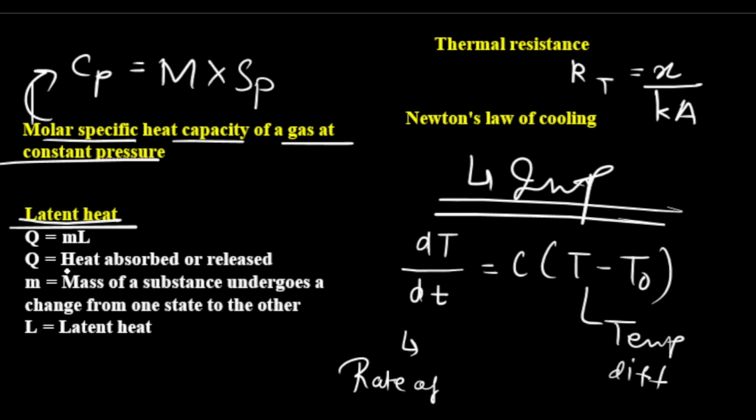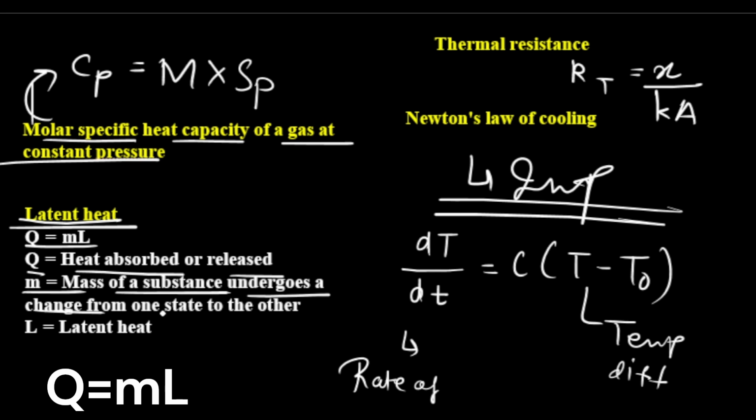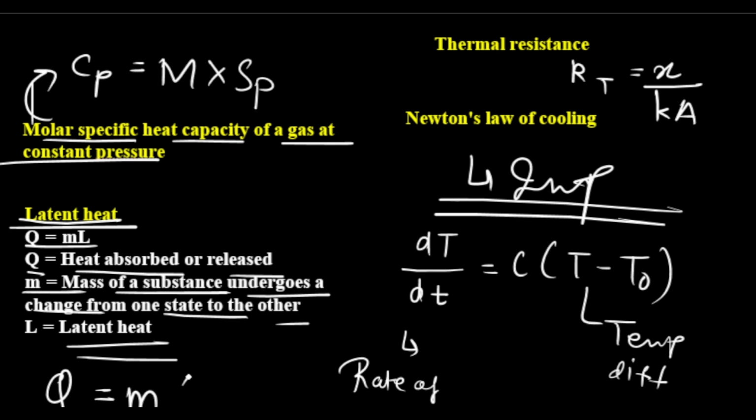Now latent heat: Q is equal to M into L. Q is the heat absorbed or released, M is the mass of the substance undergoing a change from one state to another, and L is the latent heat. So Q is equal to M into L.